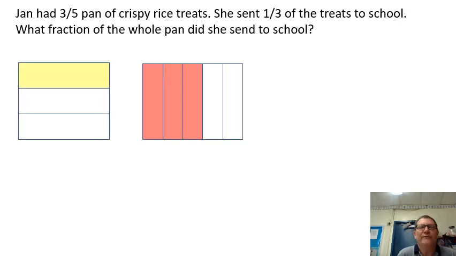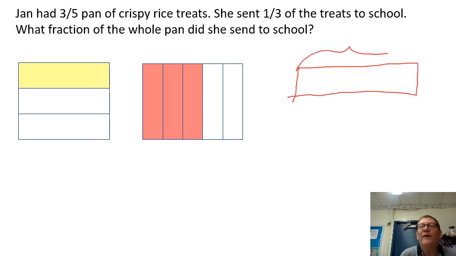Now let's start here. Let's take a look, and it says, let me get my pen going here. Okay, it says Jan has 3/5 pan of Rice Krispie treats. She sent 1/3 of the treats to school. What fraction of the pan did she send? Now, you really need to be doing tape diagrams, because a tape diagram will help you out a lot.